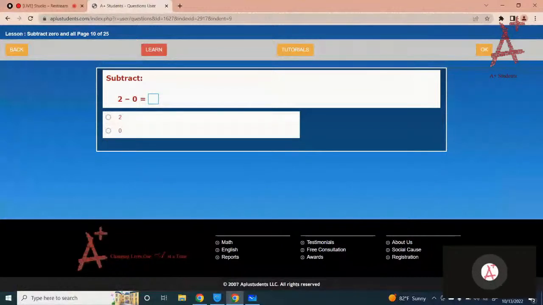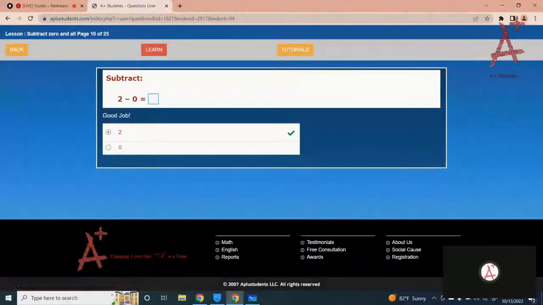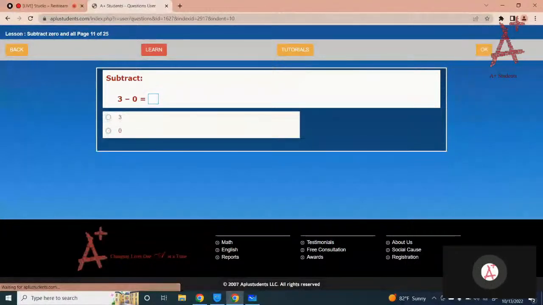Okay, 2 take away 0 equals, when you subtract 0 from a number, the number stays the same. So 2 subtract 0 equals 2. Select the correct option and click on the OK button. Okay, you can complete the test by yourself later today.